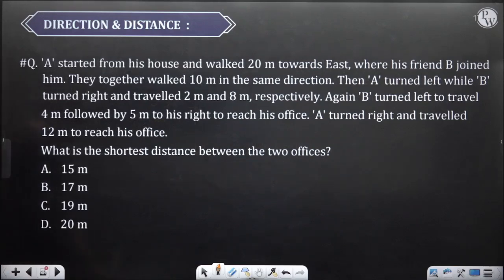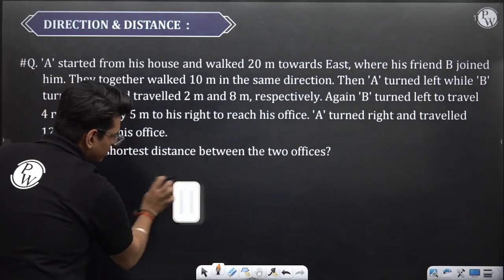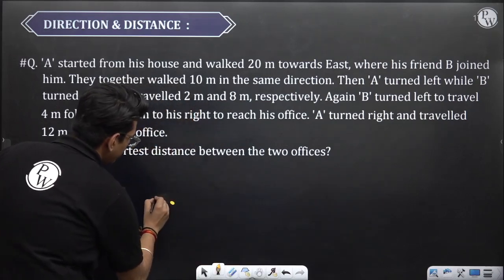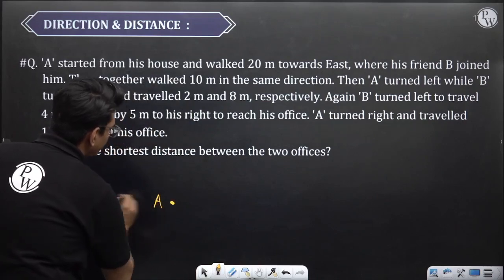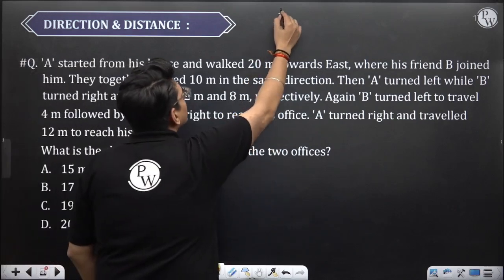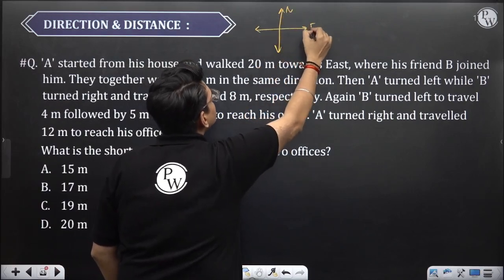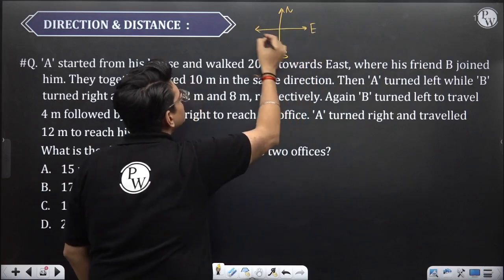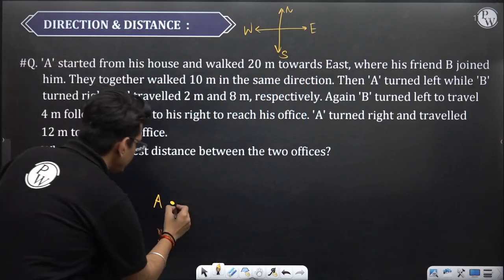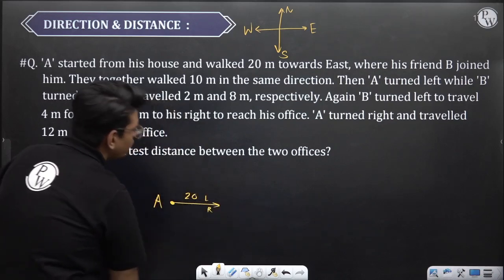A started from his house. Let's suppose this is A. A is starting from this position, and walks 20 meters towards east. What are the main directions? I am doing this again and again. This will help you if you do this again and again for each direction question. So he moves 20 meters towards east. This is 20. This is his right, this is his left now.